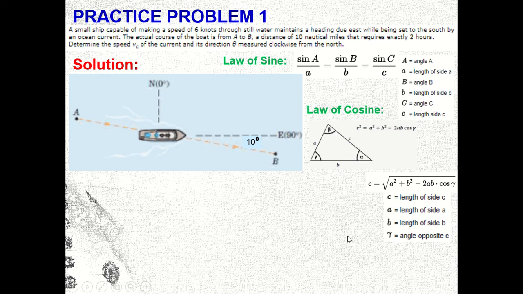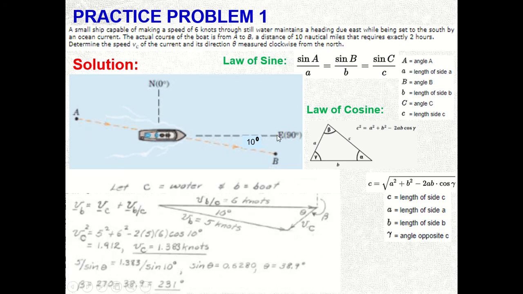All right, now we let C stand for the current of the water, and B for the boat. The solution is you just make this triangle, where this side is the given speed, 6 knots, the speed of the boat in still water. That is the direction, 6 knots. And we have here the 5 knots, taken from 10 nautical miles that requires exactly 2 hours. So it means in 1 hour it covers only half, so half here is equal to 5 knots.